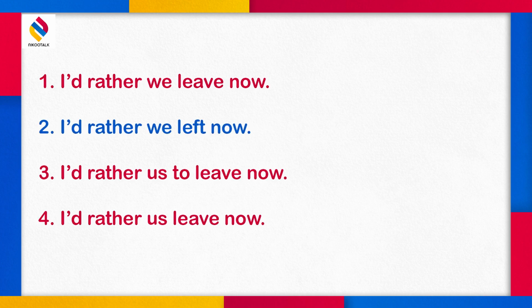Okay guys, in the previous parts, we were focused on would rather with only one verb or two verbs after that. And that is when the person who does that action is the same as the subject. When you say I'd rather go, it means I go. When you say she'd rather go, it means she goes.